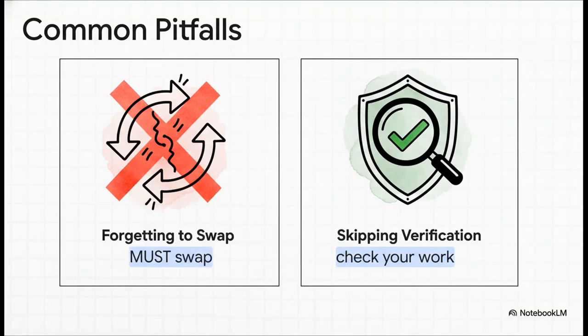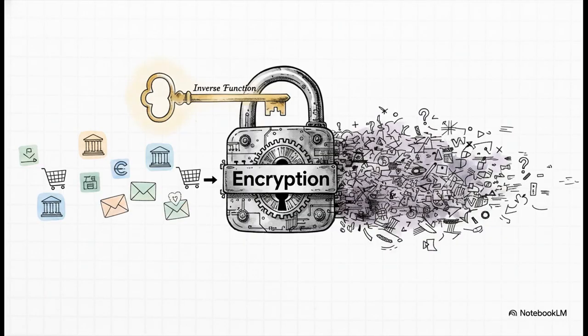So let's just hammer this home. Pitfall number 1, you have to swap x and y before you solve for the new y. And number 2, don't skip the verification. It's such a fast safety check, and it'll catch any tiny algebra mistakes you might have made. And this brings us right back to where we started, with secret codes. Real-world encryption, the stuff that protects your bank account details online, is built on this exact idea. It uses a function to scramble information that's super easy to do but incredibly hard to reverse, unless you have the secret key. And that key is the inverse function.